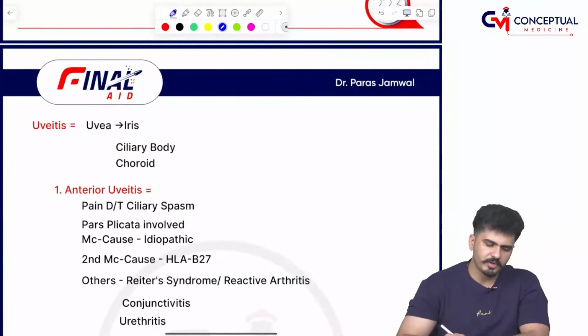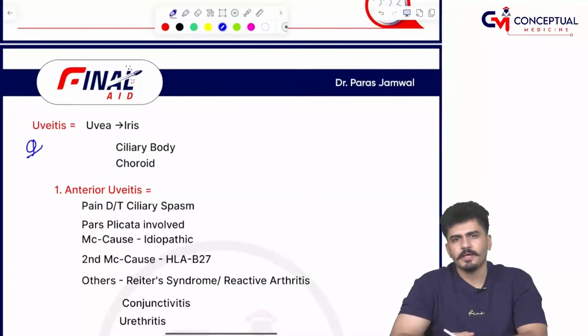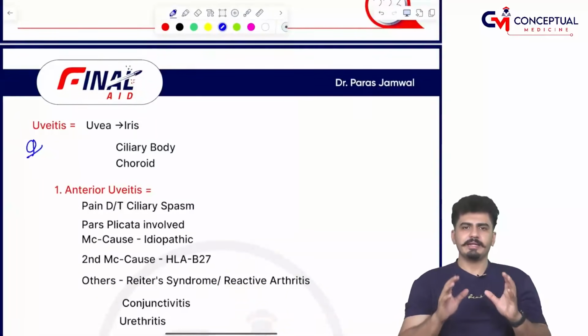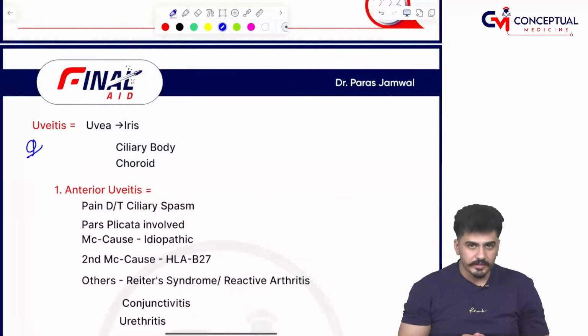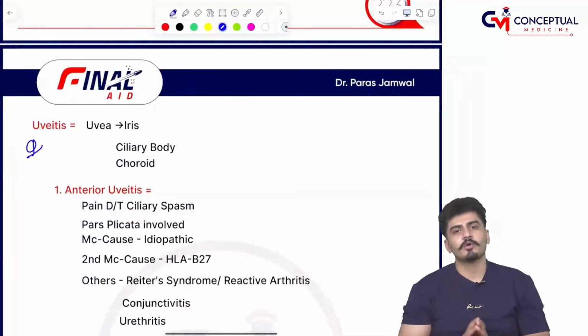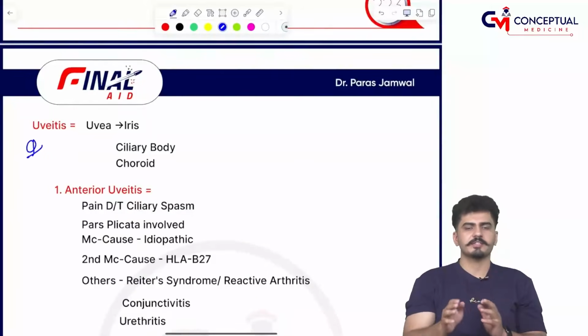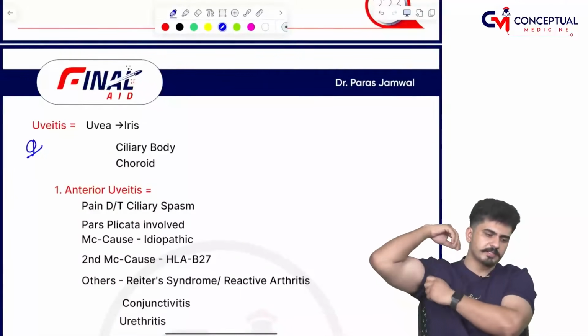Well, now coming on to the next topic, sir, which is called uveitis. First of all, uveitis is of 3 types: anterior, intermediate and posterior. What structures do we have to talk about? Yes, iris, ciliary body and choroid. Ciliary body has 2 structures: one is pars plana, another is pars plicata.